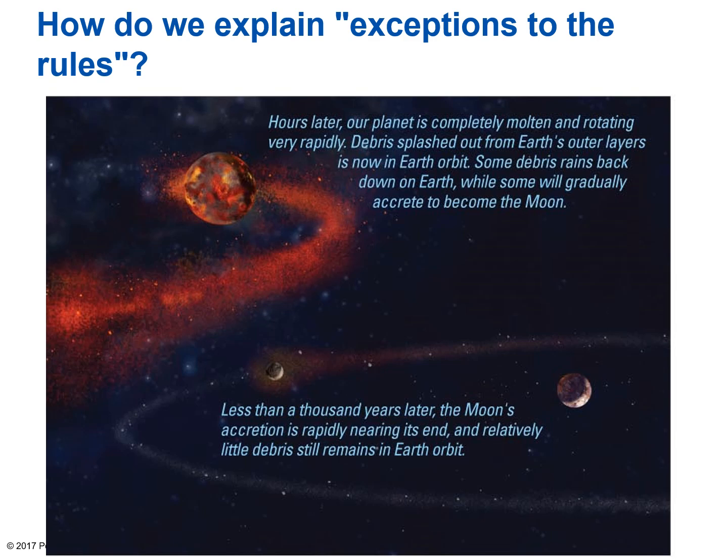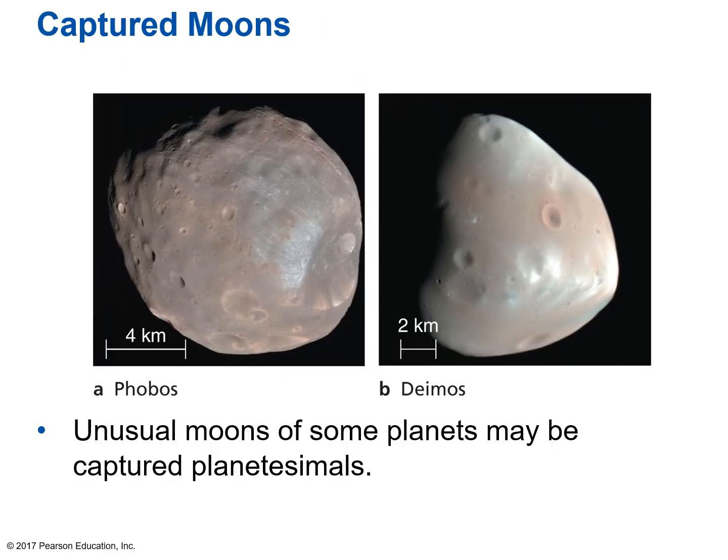Less than 1,000 years later, the moon's accretion is rapidly nearing its end, and relatively little debris still remains in Earth orbit. So that's how we think the moon formed: something very large smashed into Earth, blew out a large chunk of its crust, and that debris eventually accreted and went into orbit and became our moon. Some planets have unusual moons, and Mars has two very oddly shaped small moons. It's thought that these two moons of Mars are basically asteroids, small planetesimals that Mars's gravity captured into its orbit.